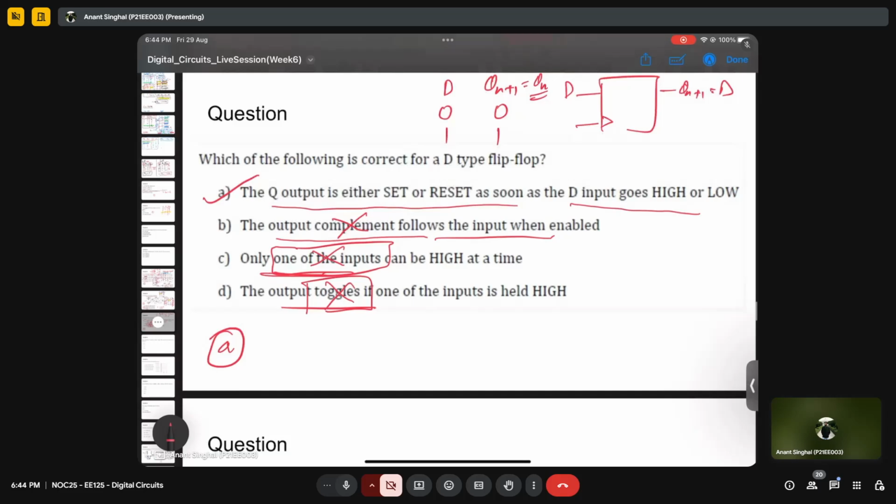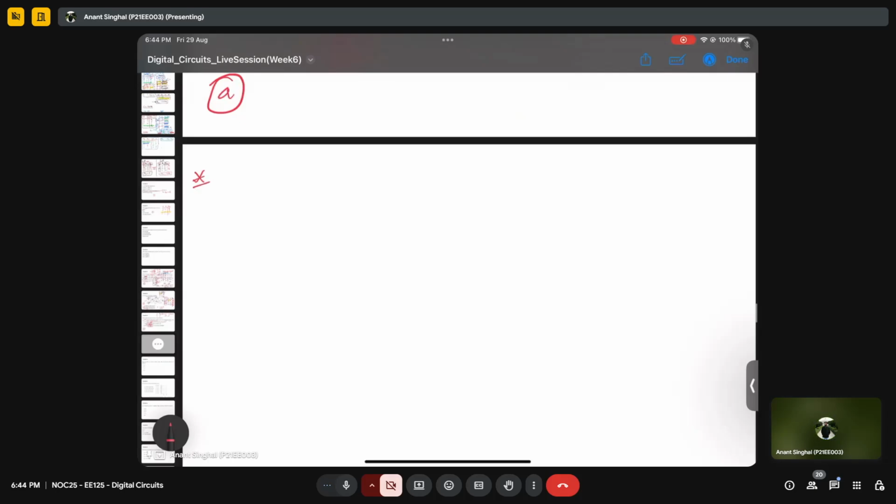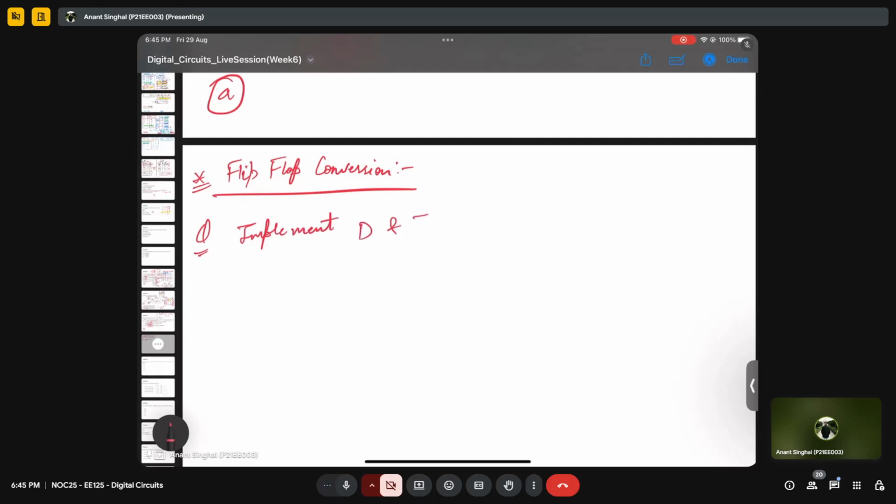Is it clear? Okay, so maybe I can explain one of the key topics, that is flip flop conversion, which is very important. So let's take a question in terms of that. The question is: implement D and T flip flops using JK flip flop.